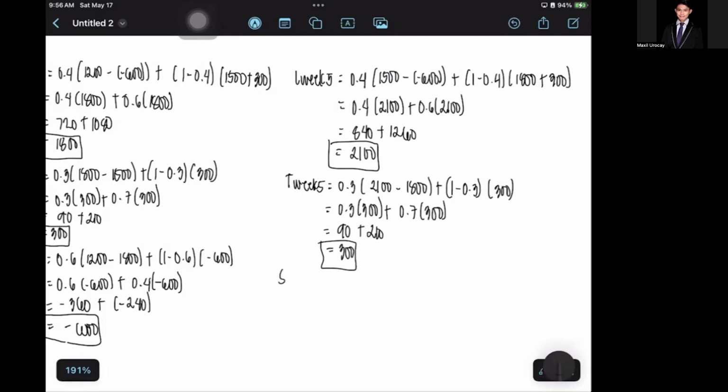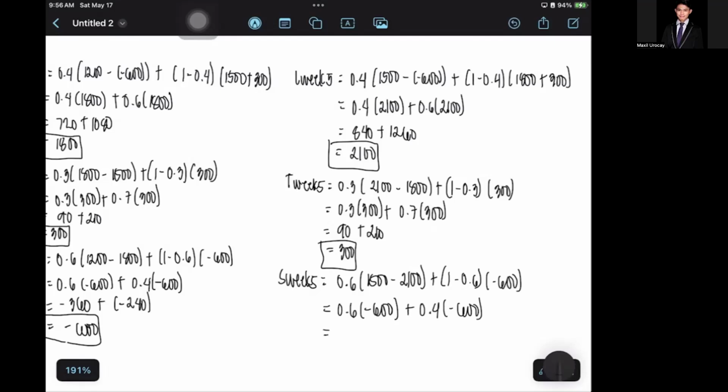Then for your seasonality of week 5, that is 0.6 times your current data, 1,500, minus the current level, which is 2,100, and then plus the parameter 1 minus 0.6 times the previous seasonality, which is negative 600. Now, what will happen in here? 1,500 deducted from 2,100 equates to negative 600, which is still the same answer.